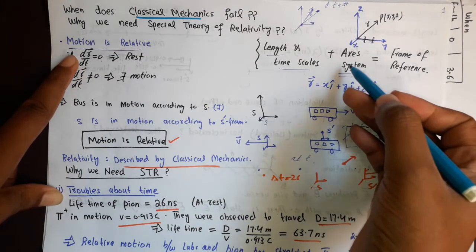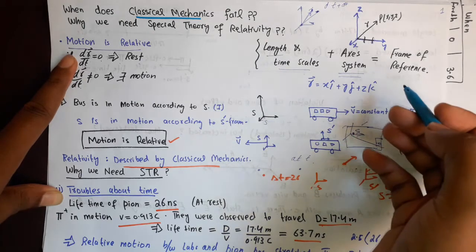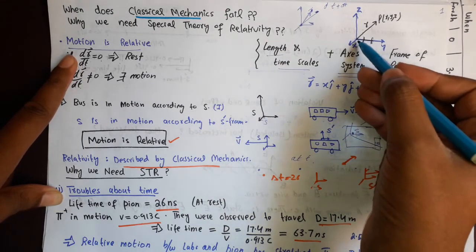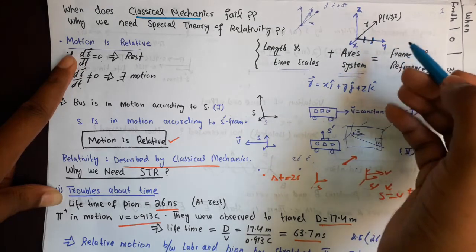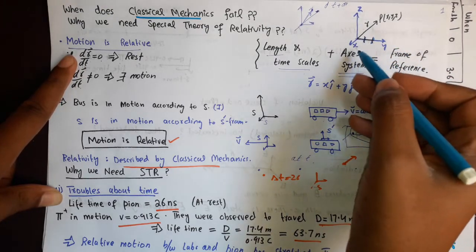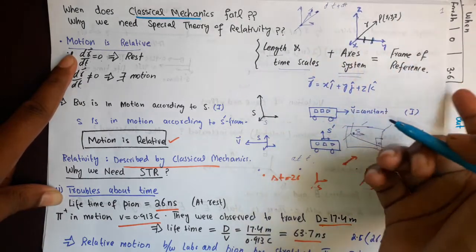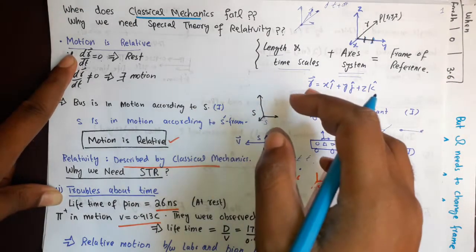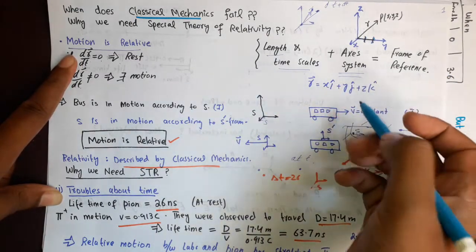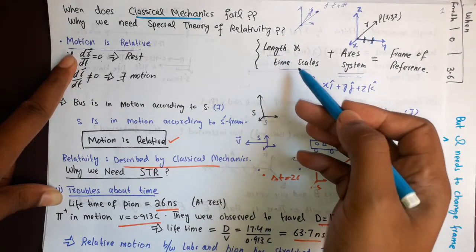If you have a suitable axis system plus length and time scale, you call it a frame of reference. For example, this is my axis system, so I can define a suitable length scale and a suitable time scale. So if I have a length scale and time scale, I can define a position vector and I can find the velocity, from where I can get the momentum, and all other physical parameters can be measured. So a frame of reference contains an axis system plus suitable length and time scales.